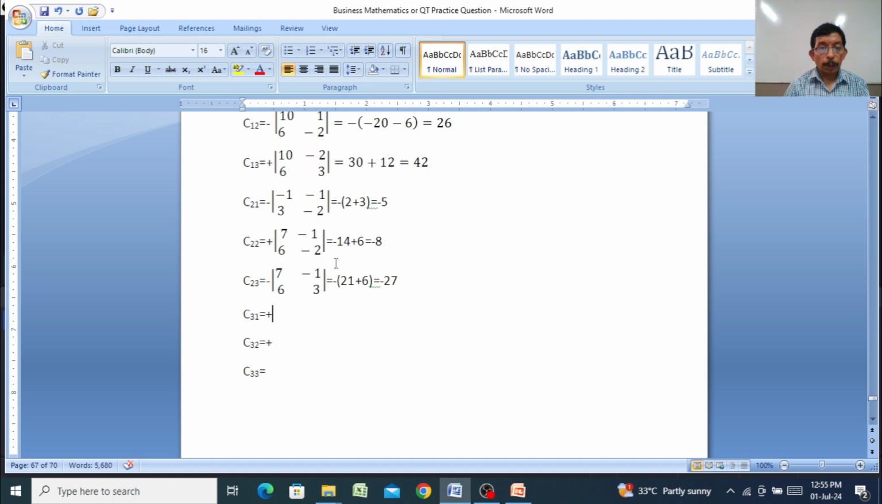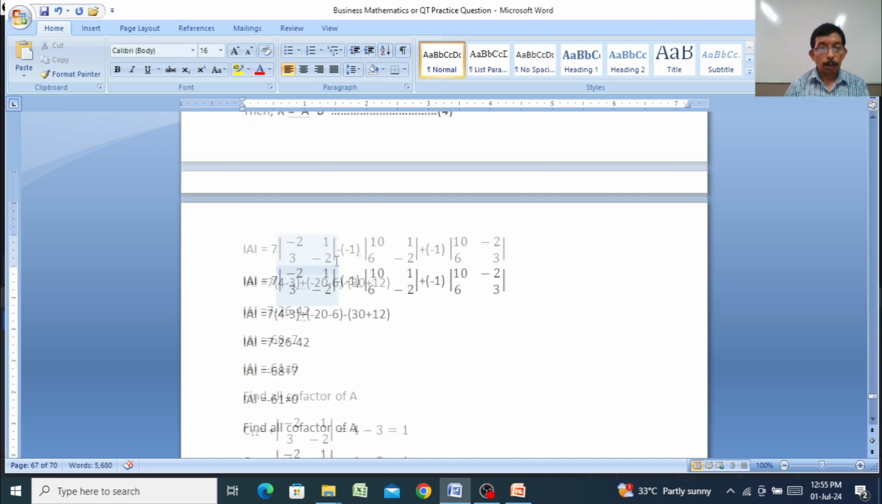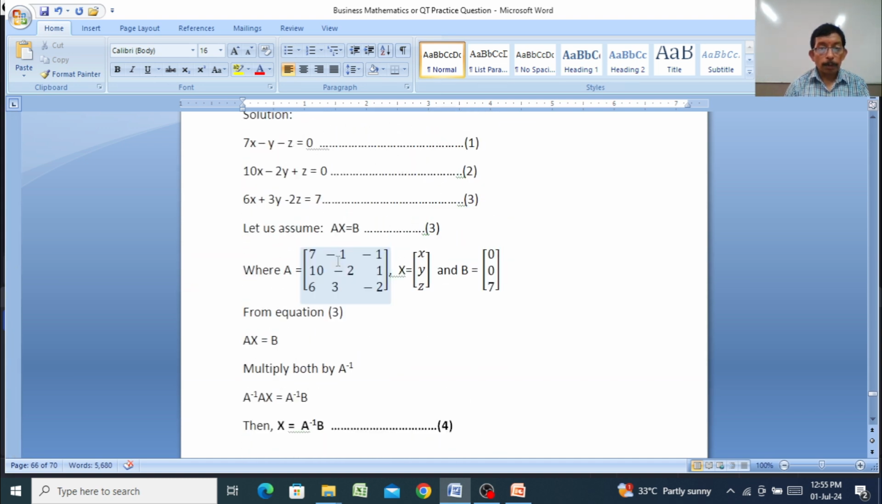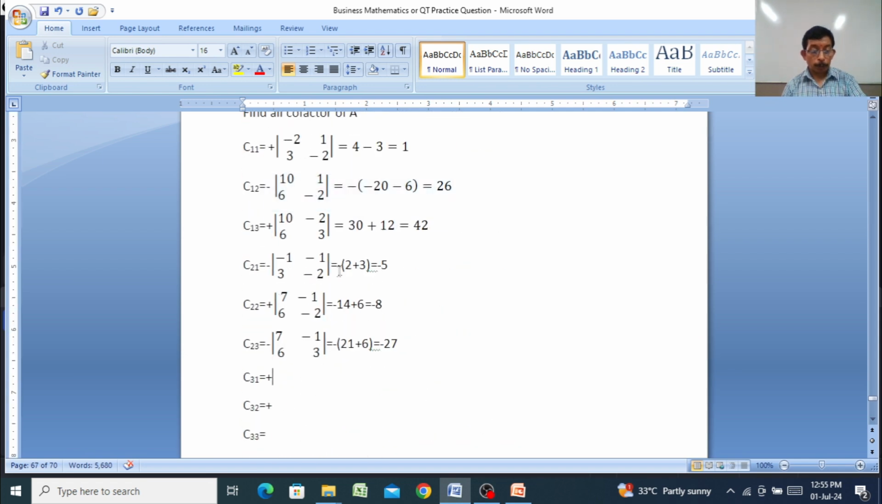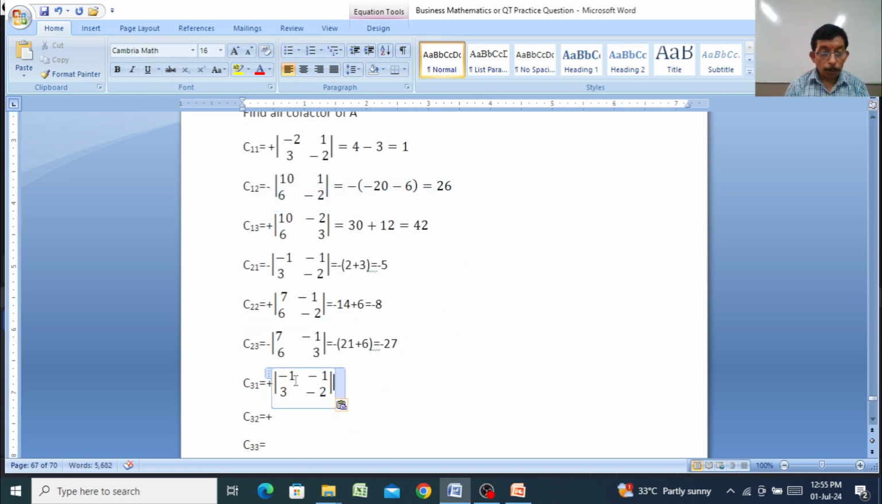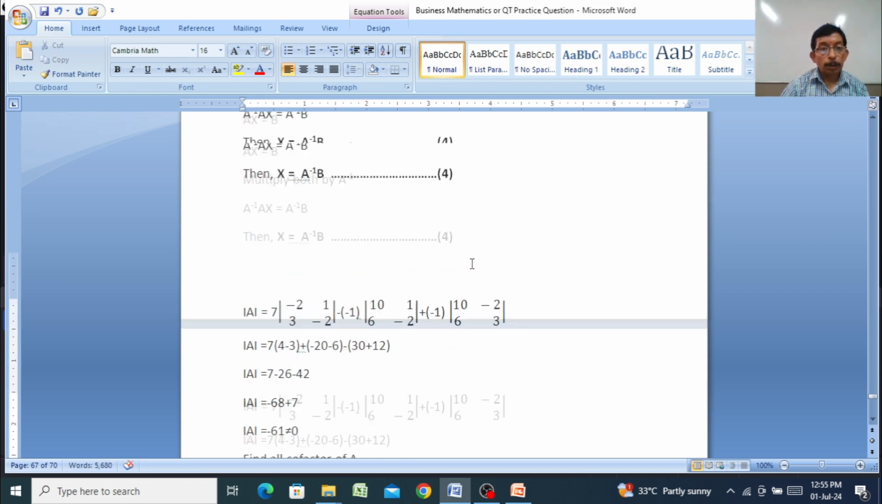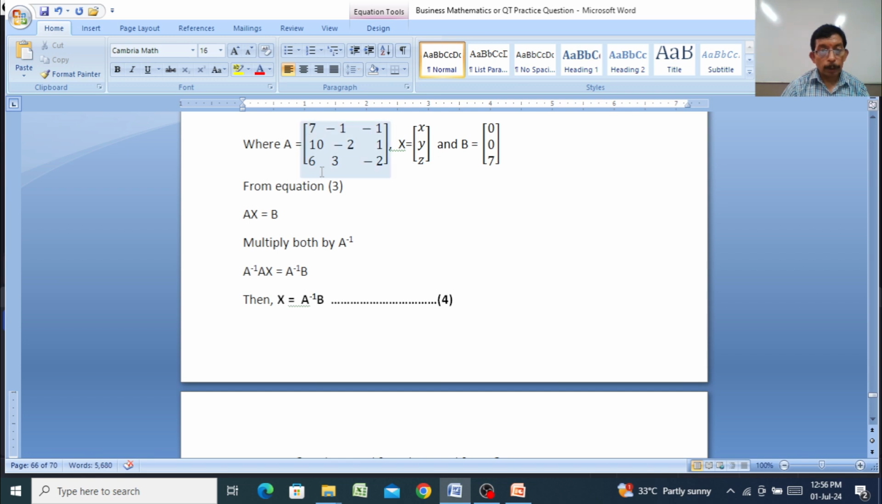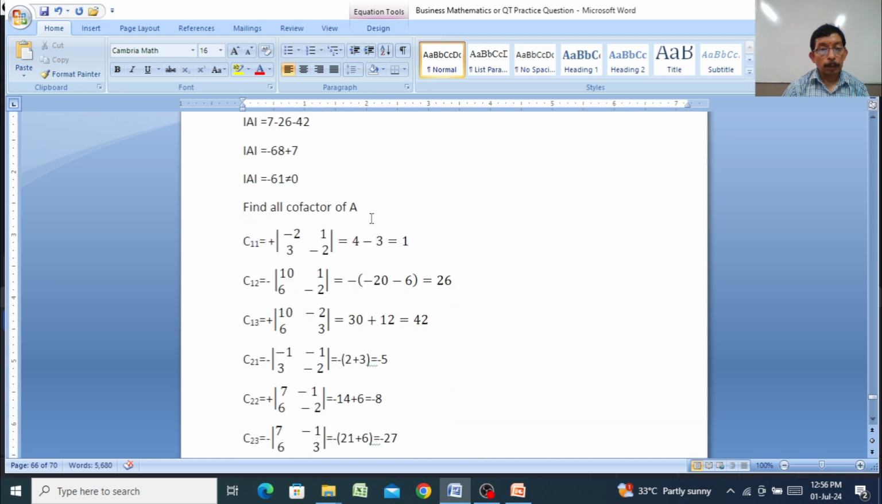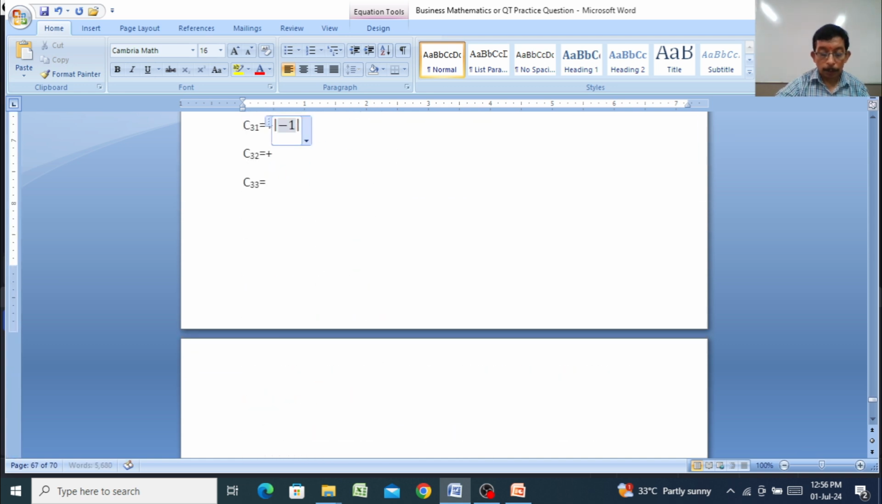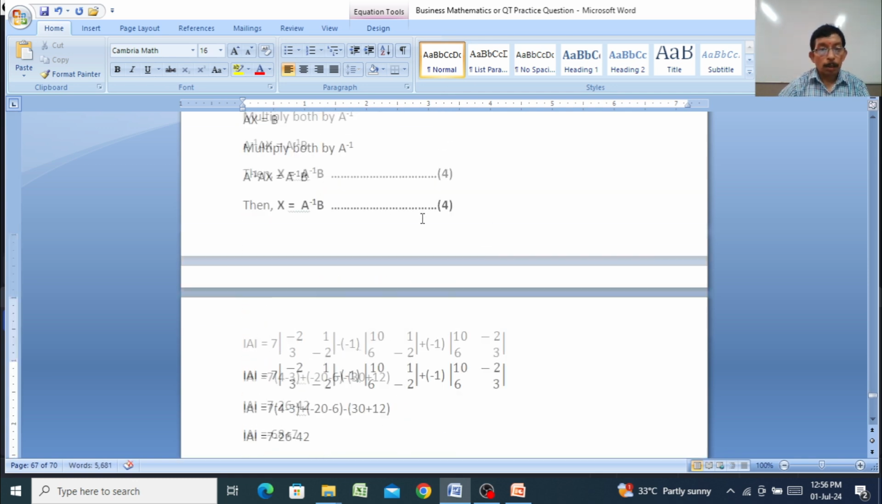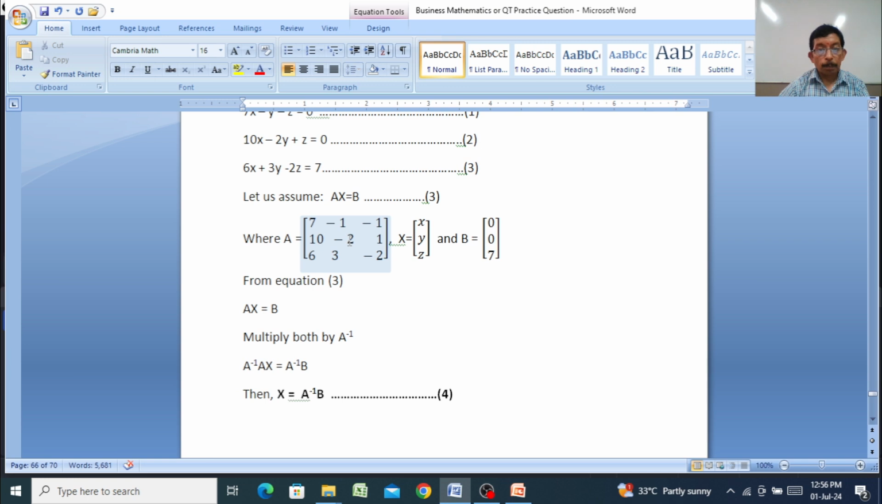C31 means the third row first column element is canceled out. The remaining elements are minus 1, minus 1, minus 2, 1.